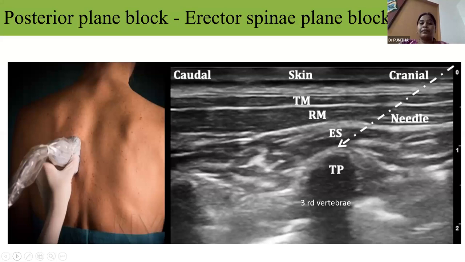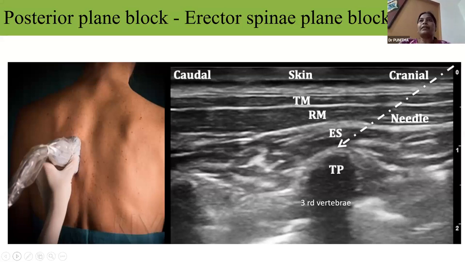Coming to the posterior plane block, which is the erector spinae plane block. This is the most commonly done posterior plane block, and it has been extensively studied. It is generally given at the third or the fourth vertebral level for breast surgery. The drug is deposited between the erector spinae muscle and the transverse process of the vertebra. So the entire plane extends from cranium to sacrum.